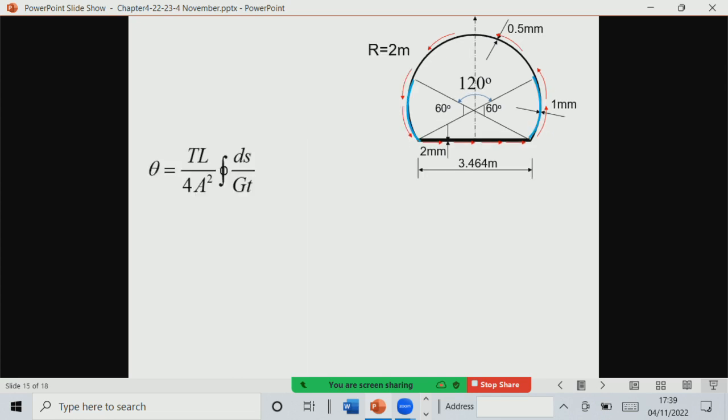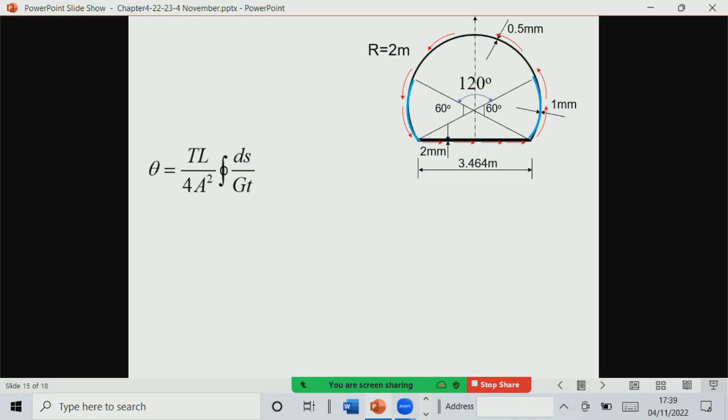So the next stage is to find the angle of twist. So the torque applied, length, 4a squared, loop integral of ds over gt. The whole section is made of aluminium. So I'm allowed to remove a G from the integral.